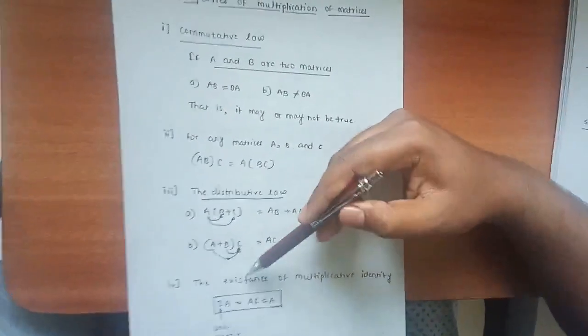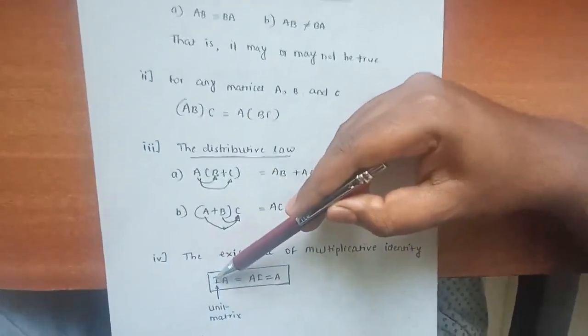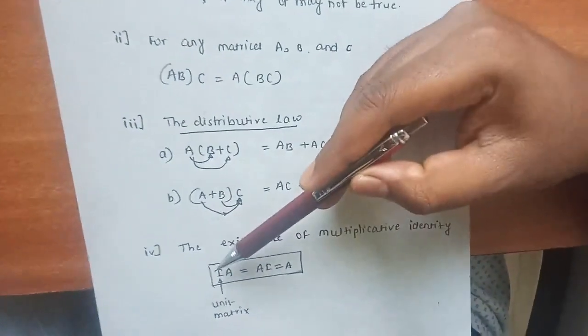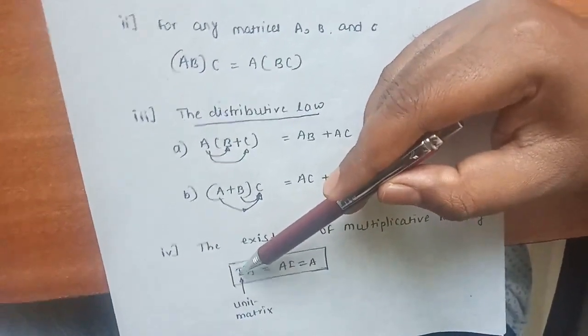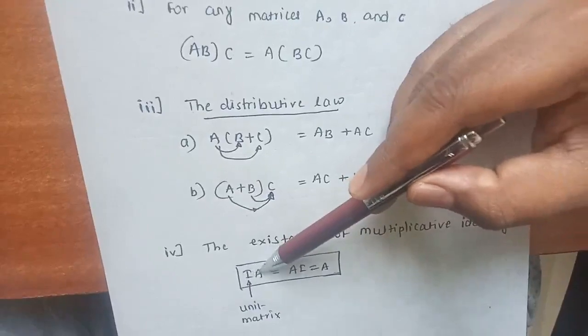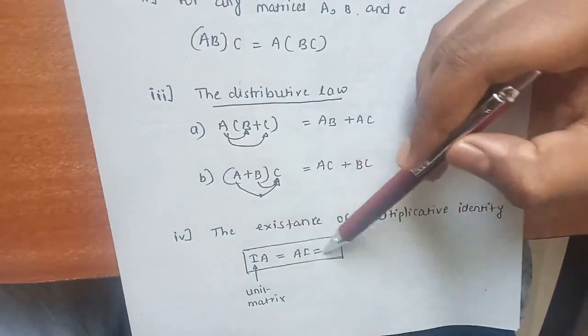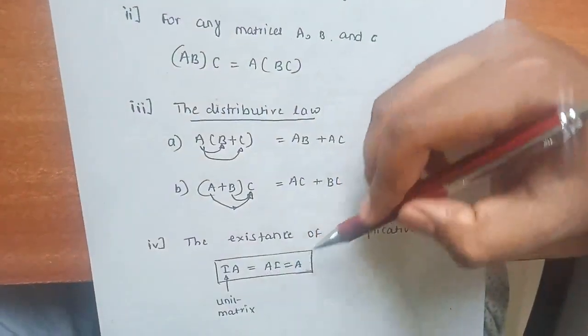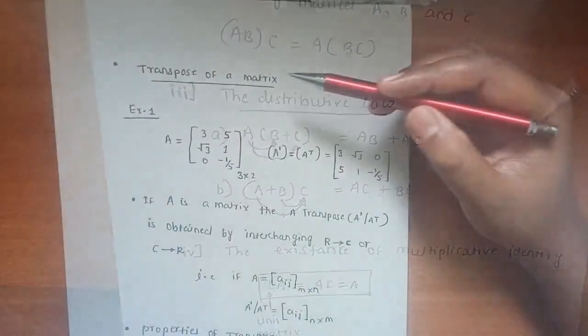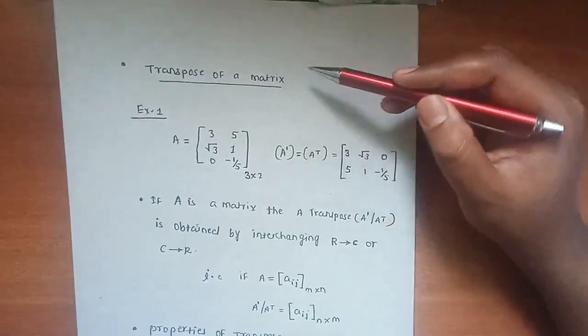This is an important one. If you multiply any unit matrix, that is I, where a unit matrix means an identity matrix, that is 1 0 0, 0 1 0, 0 0 1, with any matrix, your answer will be the same matrix. This is a property, please note it down because we require it as a reference for the next topics.